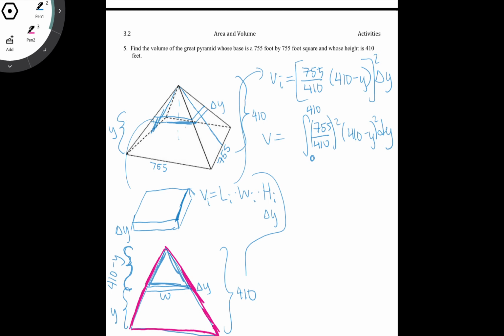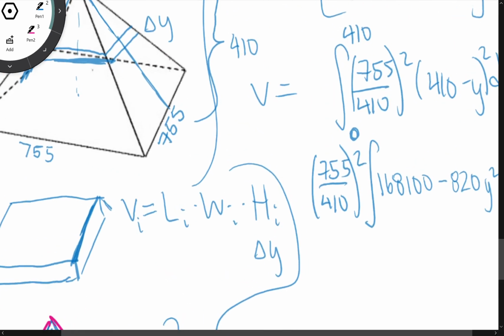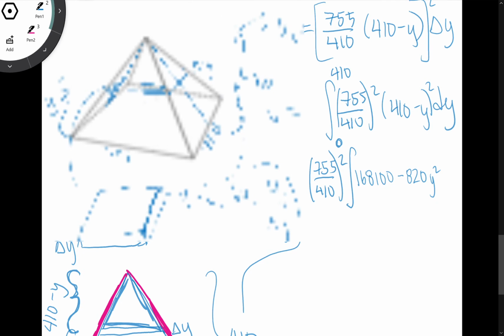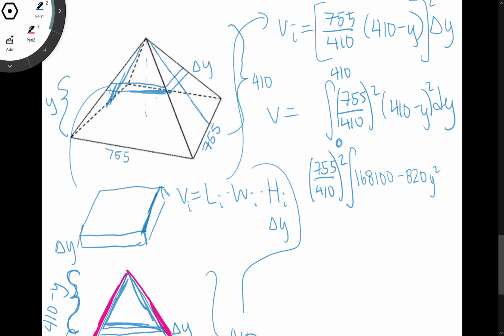Okay. So I'm just going to keep this 755 over 410 squared out in front, and then I'm going to go ahead and FOIL that out. Right off the bat, I don't feel like figuring out 410 squared on my own, so I'm going to be lazy and say that's 168,100 minus 820y plus y squared dy, and that needs to go from 0 to 410.